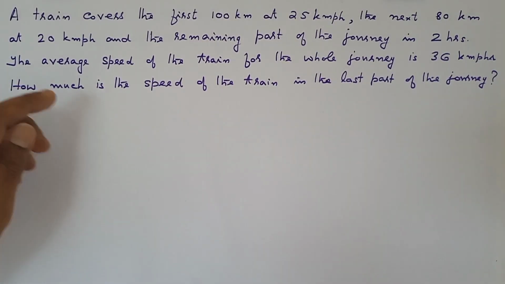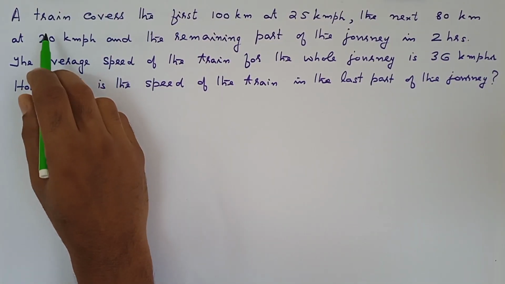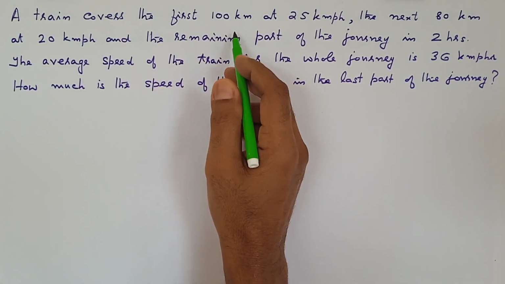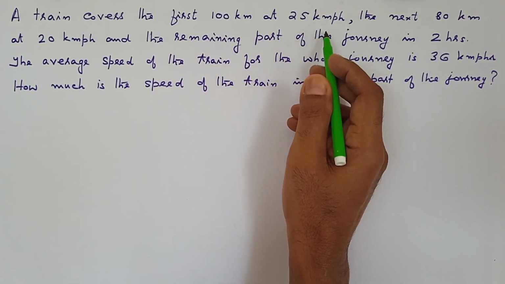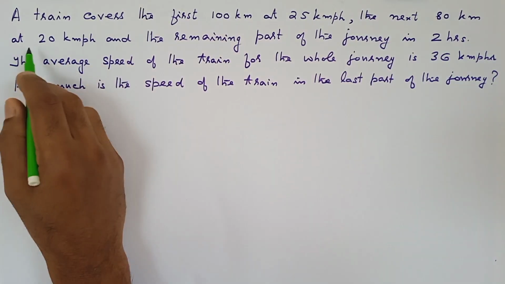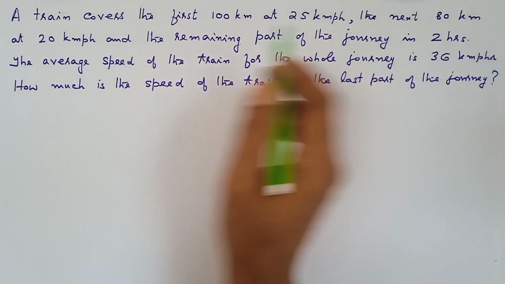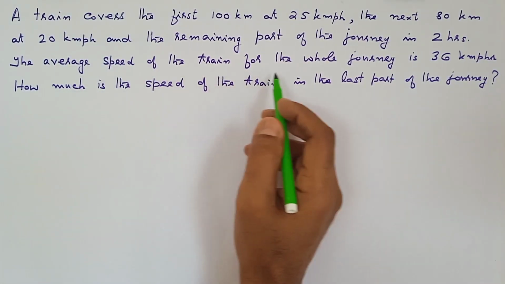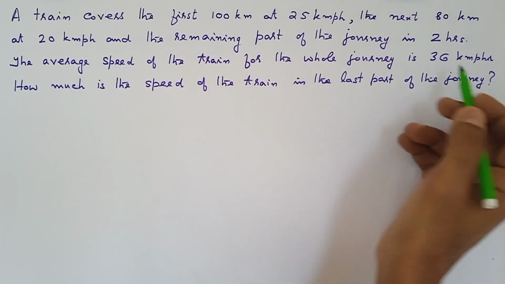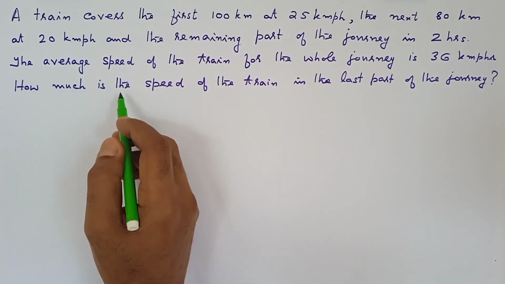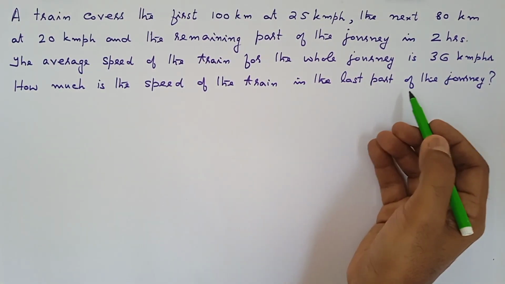Yeah, let's look at one more problem from the concept average speed. A train covers the first 100 kilometer at 25 kilometer per hour, the next 80 kilometer at 20 kilometer per hour, and the remaining part of the journey in 2 hours. The average speed of the train for the whole journey is 36 kilometer per hour. How much is the speed of the train in the last part of the journey?